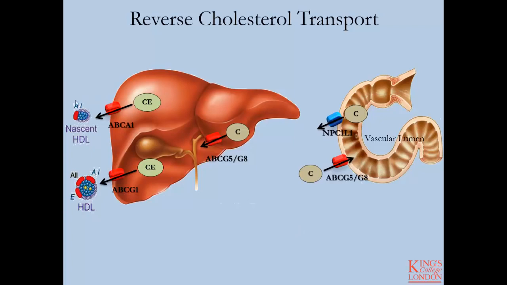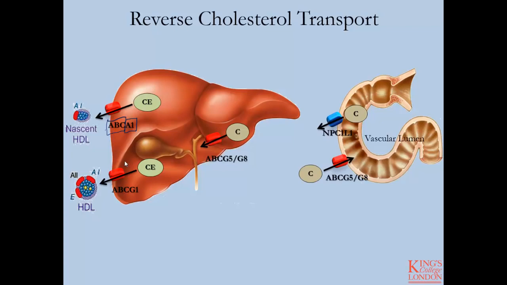Specifically the ABC transporters, ABC standing for ATP binding cassette, and then each of these transporters is further designated with its label, either A1, G1, G5/G8. They all have similar function, however they differ slightly depending on the cells in which they are expressed and in terms of the particular lipoprotein with which they interact.